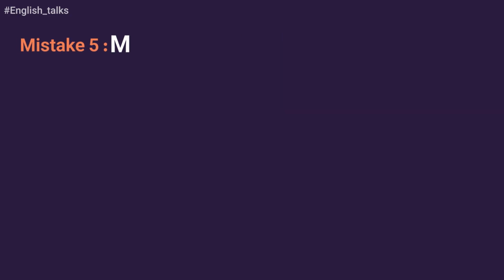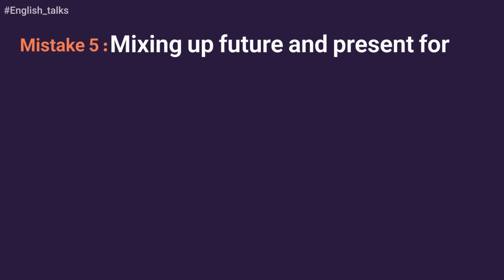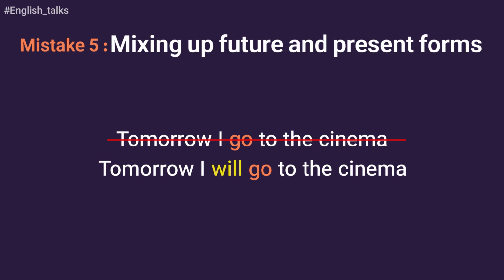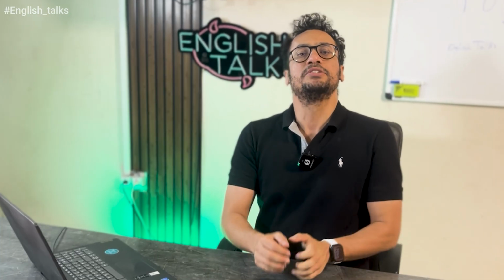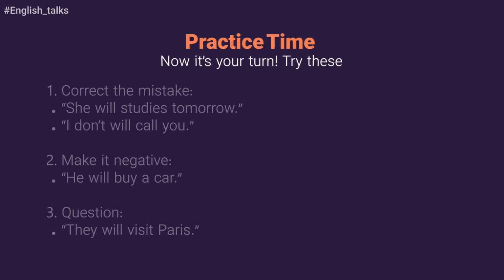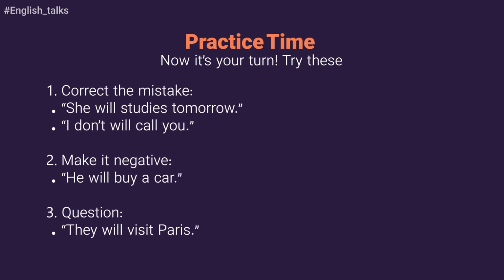Number 5, mixing up future and present forms. Tomorrow I go to the cinema is wrong. The correct one is tomorrow I will go to the cinema. Remember, you must use will when talking about future decisions or predictions. Now, it is your turn and try these practices.